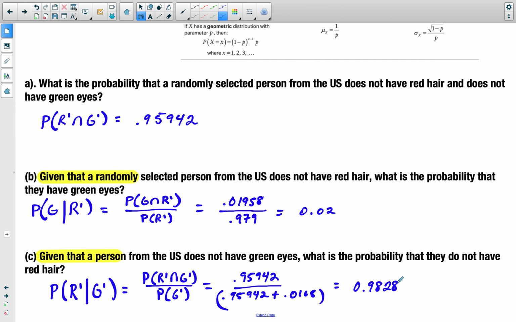And that, if you think about that, that makes sense, 98%, because most people don't have green eyes and most people do not have red hair. So, you always want to think of your answers as, does that seem reasonable? Is that a reasonable answer? And it does seem reasonable. All right.